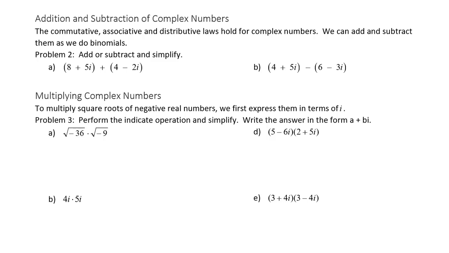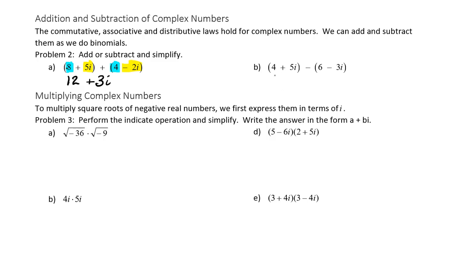You can think of the 5i and the negative 2i as terms that are separate from the 8 and the 4. So 8 and 4 are like terms, and 5i and negative 2i are like terms. So if we combine them, we'll have 8 plus 4, which is 12, plus 5i minus 2i, which is 3i.